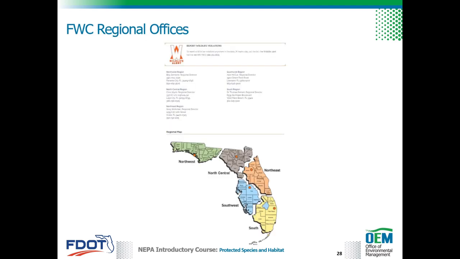FWC is divided into 5 administrative regions. This slide contains the contact information for each FWC regional office in the state of Florida. Note that the FWC ETAT are the points of contact for the districts. Each district should coordinate with the appropriate office when needed.